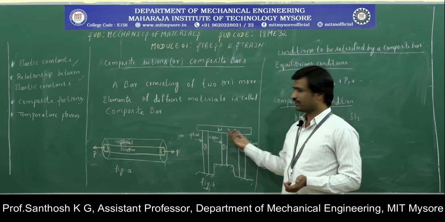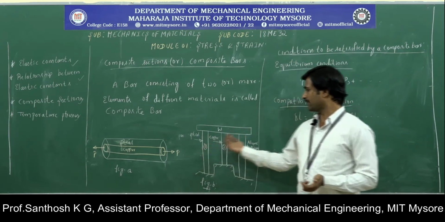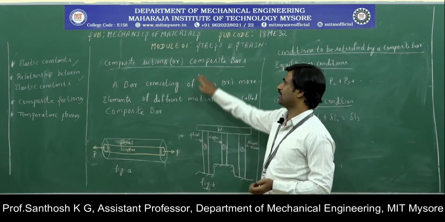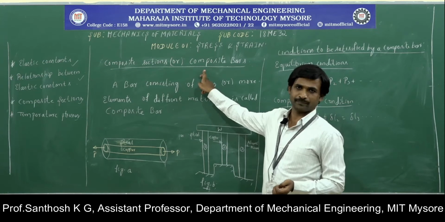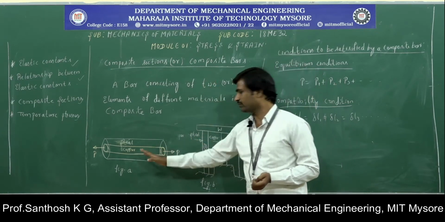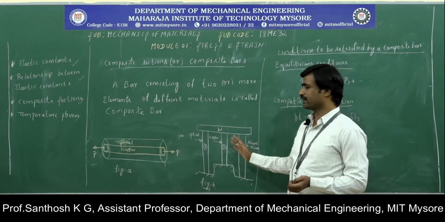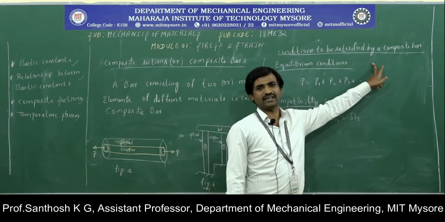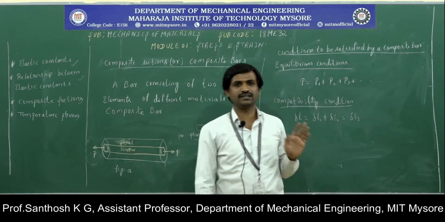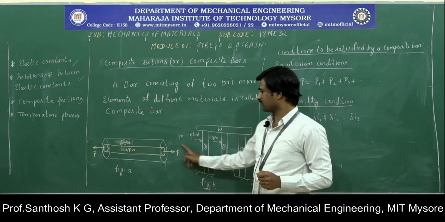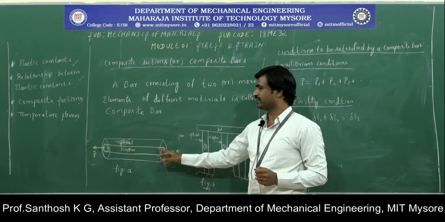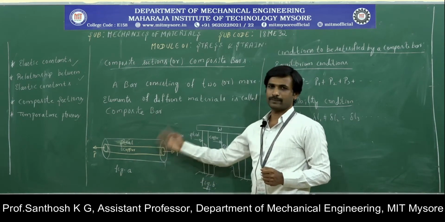Since in order to carry the given load we are making use of bars made up of various materials, they are called composite bars. Now let us see, if I want to call a given member a composite bar, what conditions need to be satisfied. The first condition is that whatever the total load acting on a given composite bar, it should be taken up by the members.